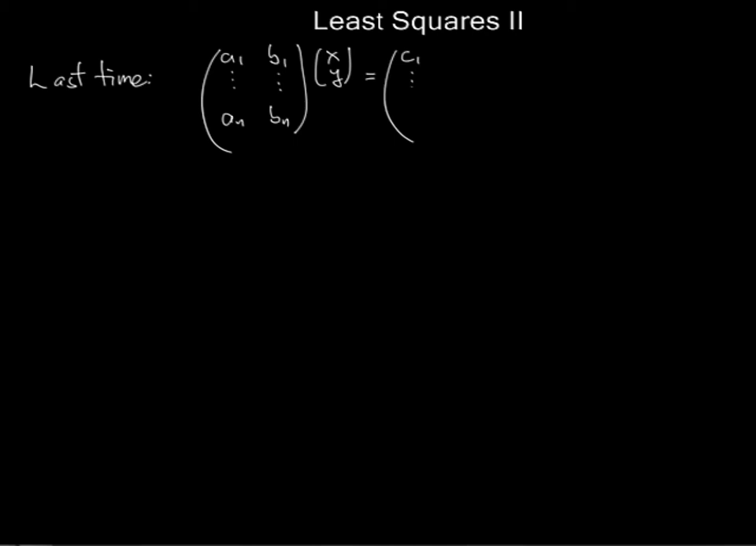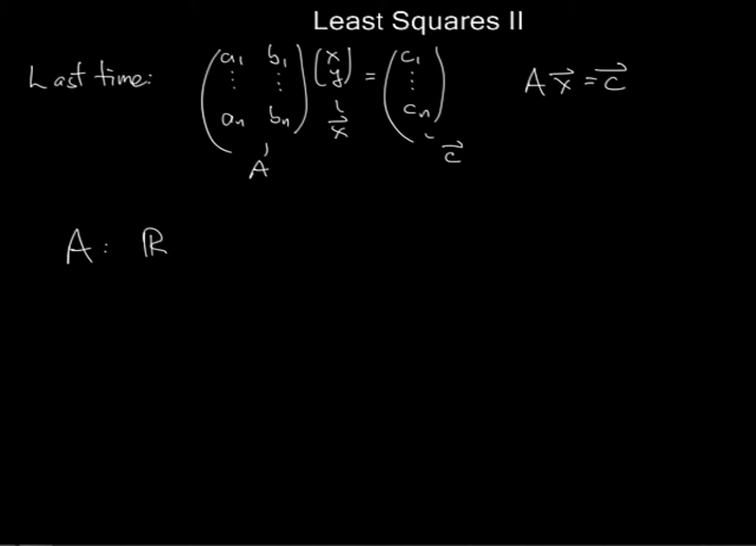Welcome back. We're going to talk some more about least squares today. Let me remind you what we did last time. So we had a typical least squares problem, let's say in two variables. We have a matrix, an n by 2 matrix like this, and we're trying to solve Ax equals this vector c. I've changed the names of things a little bit. Trying to solve Ax equals c.